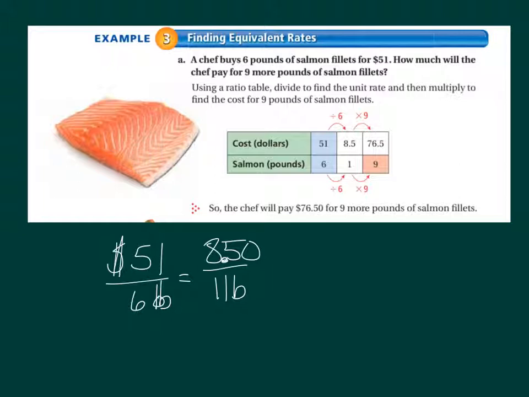Then, to figure out what the 9 pounds would cost, I would multiply 8.5 by 9, and I would get 70. Whoa, let's undo that. I'll erase that. I would get 76.50. So the cost of 9 pounds would be $76.50.